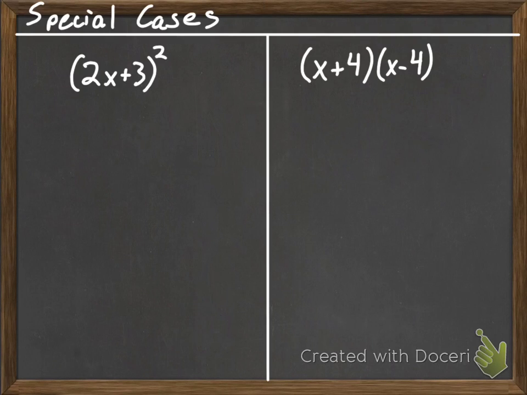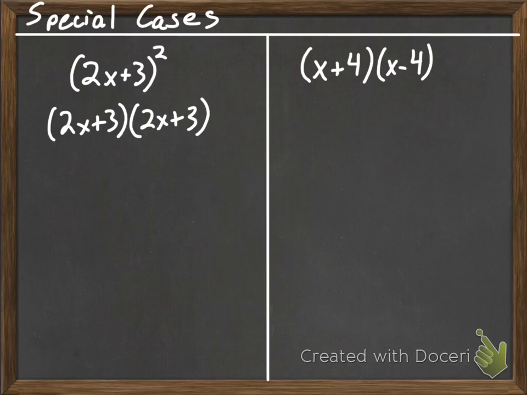Right now it's time to talk about the special cases. So we have 2 special cases we're going to look at. The one on the left, this is read as 2x plus 3 quantity squared. So what this means is that we have 2 2x plus 3's, like this.